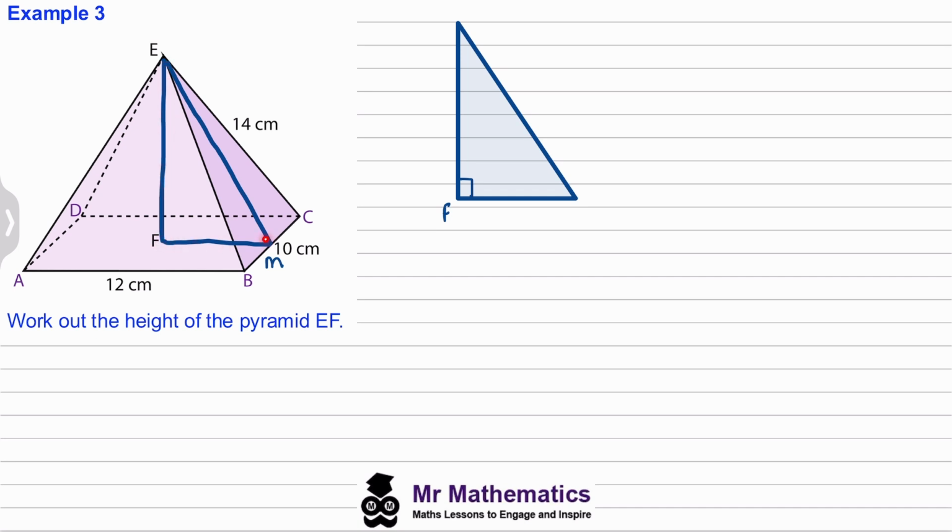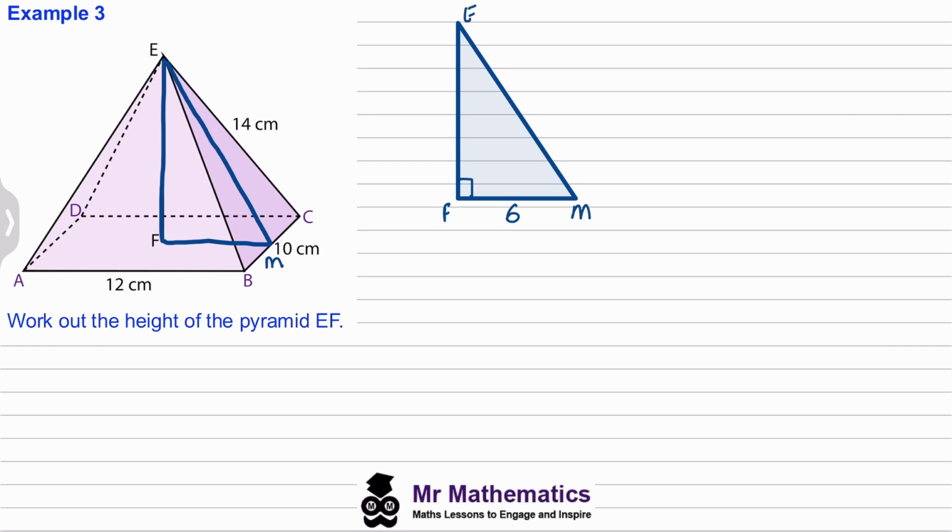If this is the center of a rectangle, then from F to M will be the half length of A to B. So this will be 6 centimeters. The problem is we don't know the length E to M. So I'll label this point as E.